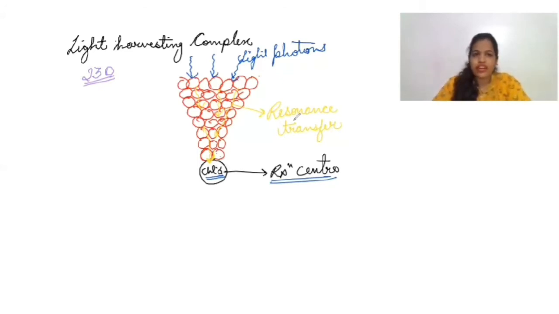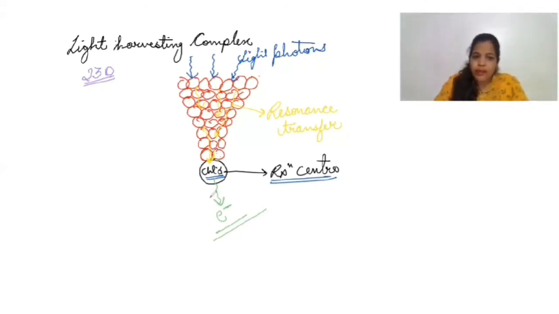Once this chlorophyll A gets the energy, it will eject the electron. It means the punishment is given by the principal. Very easy to remember. So light photons are sent to chlorophyll A, that is the reaction center, and from that reaction center, electrons will be ejected out.